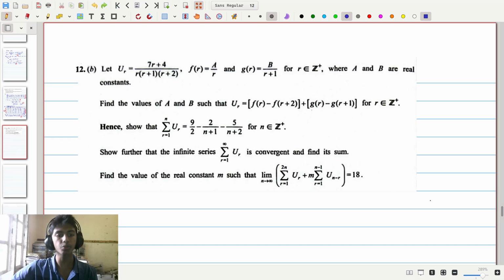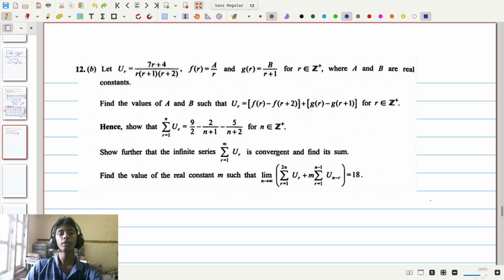Finally, we are asked to find the value of the real constant m such that the limit as n approaches infinity of the sum from R equals 1 up to 2n of U of R, plus m times the sum from R equals 1 up to n minus 1 of U of (n minus R), all together is equal to 18.